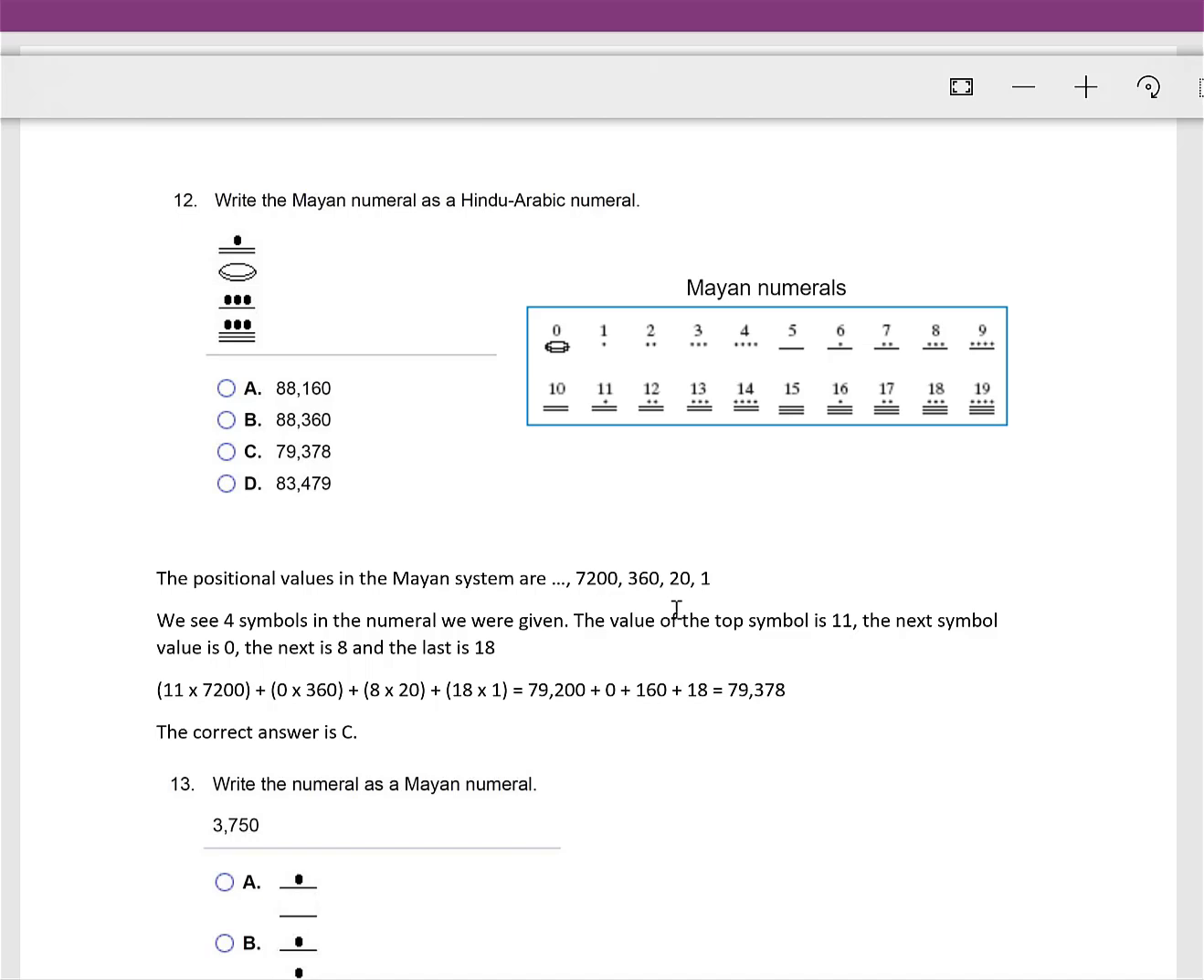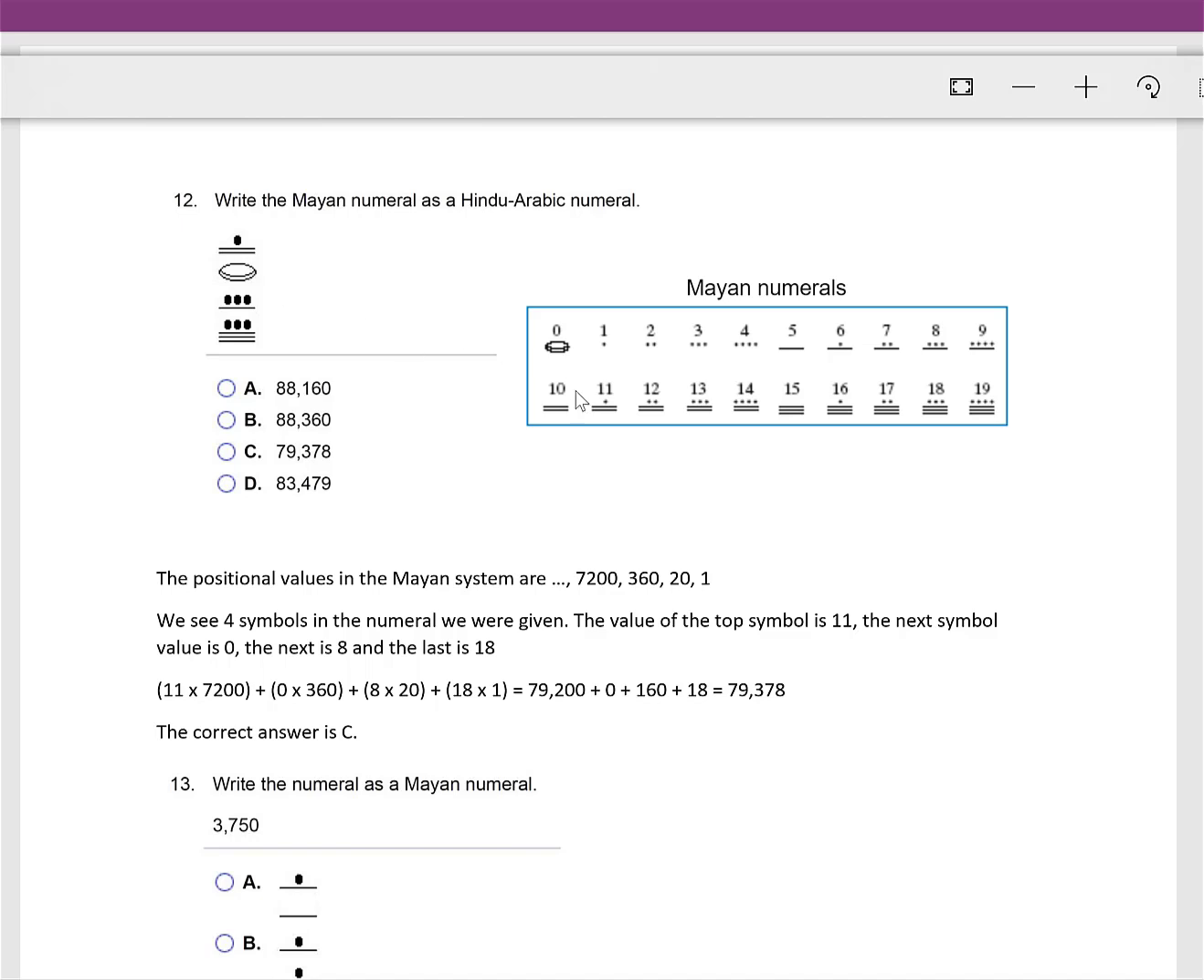And 12, now we're into the Mayan system, and we want to take from the Mayan system to our system, and remember this is also vertical like the Chinese system, and the positional values here are 7200, 360, 20, and 1, and we have 4 groupings here.